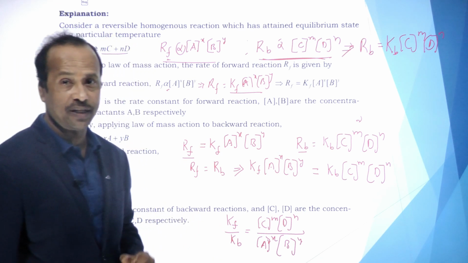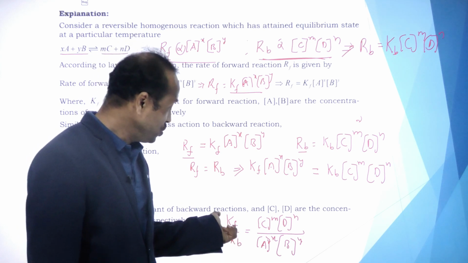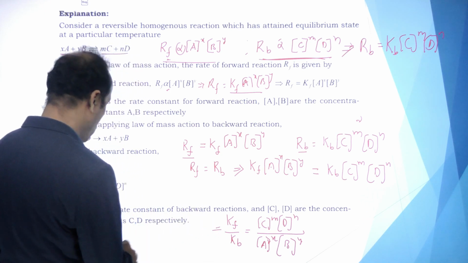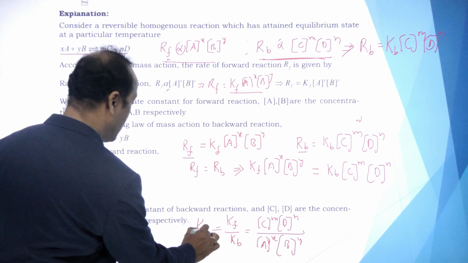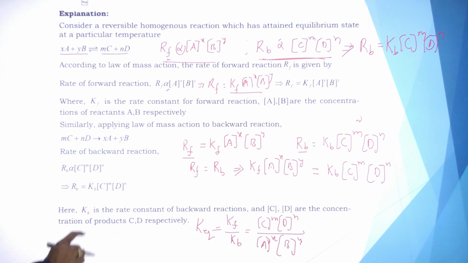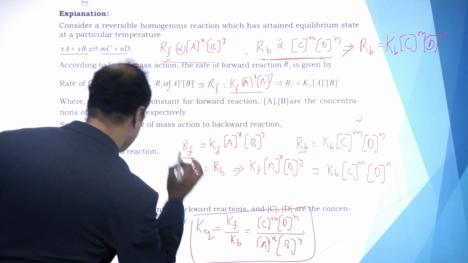So division means what? A ratio. The ratio of KF by KB is called the equilibrium constant. What is called the equilibrium constant? So what is the equilibrium constant? See now, the definition. By using this equation you can write the definition.